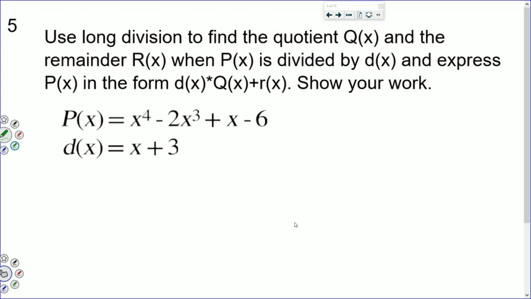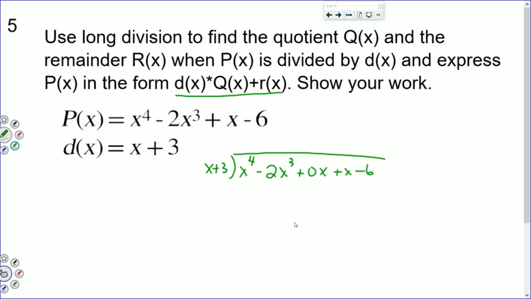So we need to use long division to divide these two, and then we want to express our answer like this. Okay, so let's do that. Long division. X to the 4th, we need to have a placeholder for any x's that don't show up, any x to some exponent. So like right here, we don't have an x squared, so we need a placeholder for that. So minus 2x cubed plus 0x squared plus x minus 6. And we are dividing that thing by x plus 3.